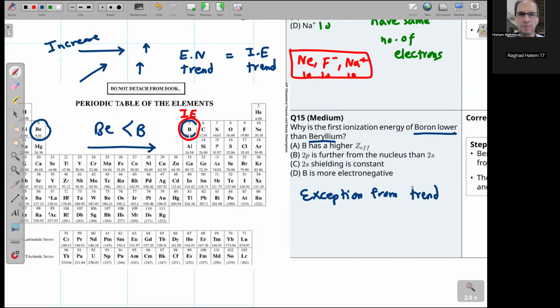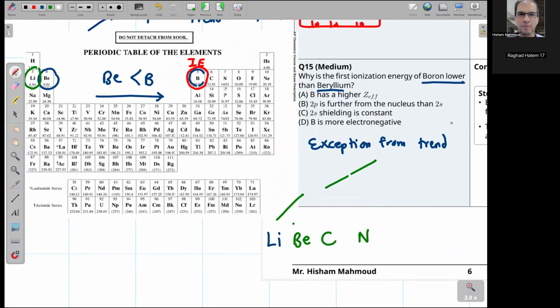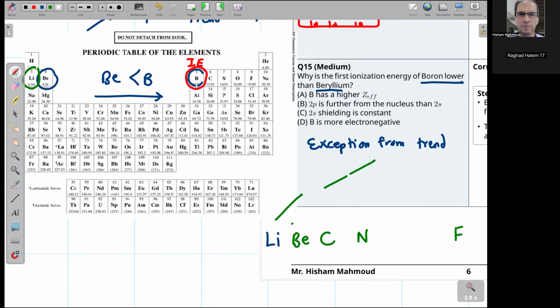There are two exceptions in the trend, always in the periodic table. The first exception happens between group 2 and 3. So let's say lithium is here. This is lithium. What happens to the beryllium? Beryllium is higher. So ionization energy increases in beryllium more than lithium. And it increases in nitrogen more than carbon. So nitrogen is higher than carbon. And it increases in fluorine more than oxygen.